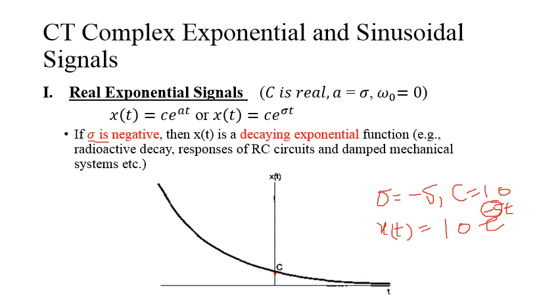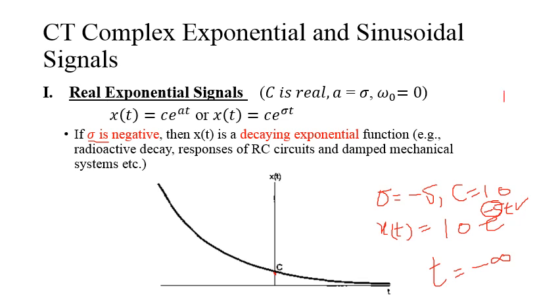Can you tell what will be the value of the signal at t equals infinity? Because t can have values from minus infinity up to infinity. So what will be the value of the signal when t is plus infinity, right? So when t is plus infinity, the exponent will become minus infinity.